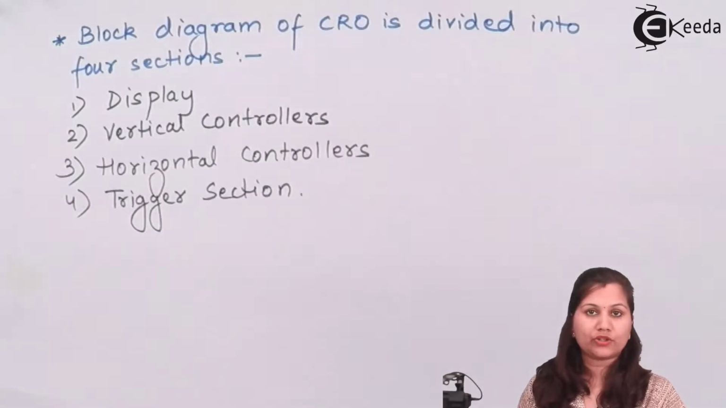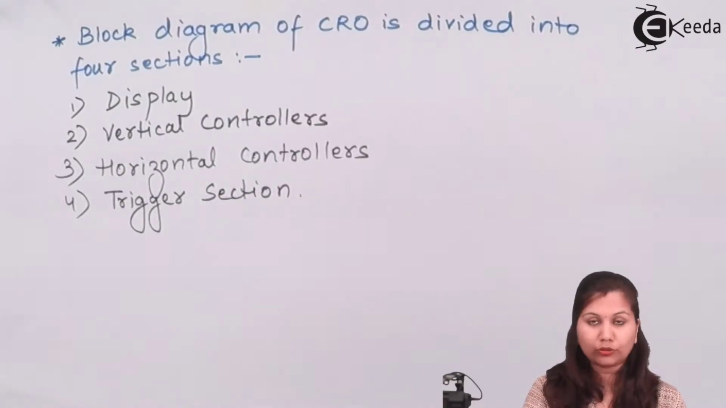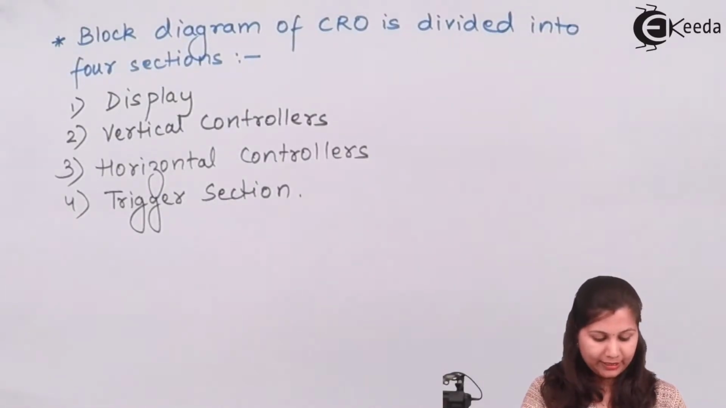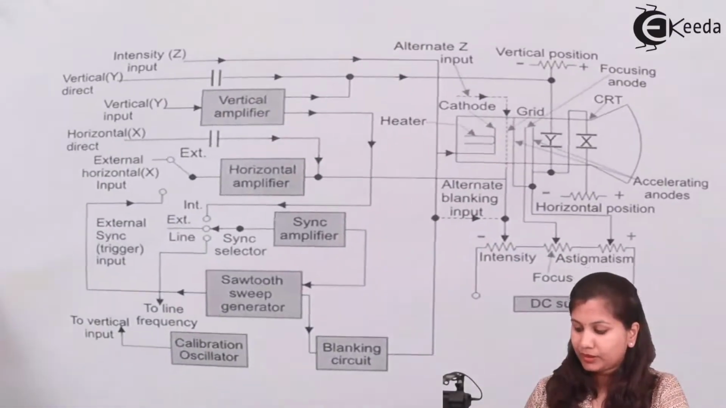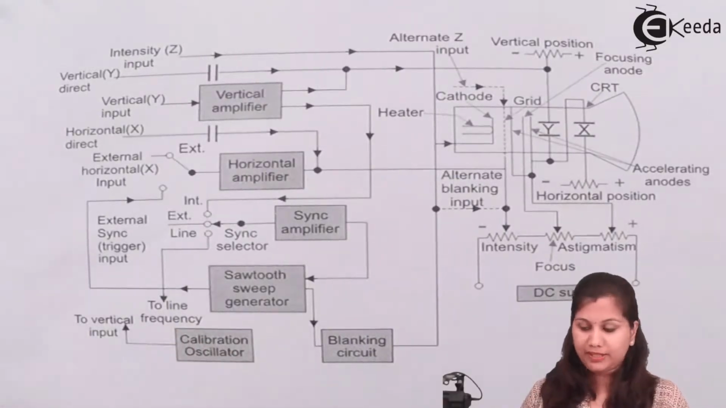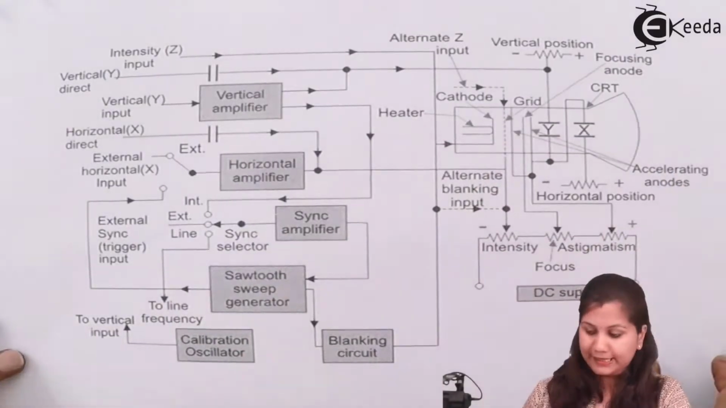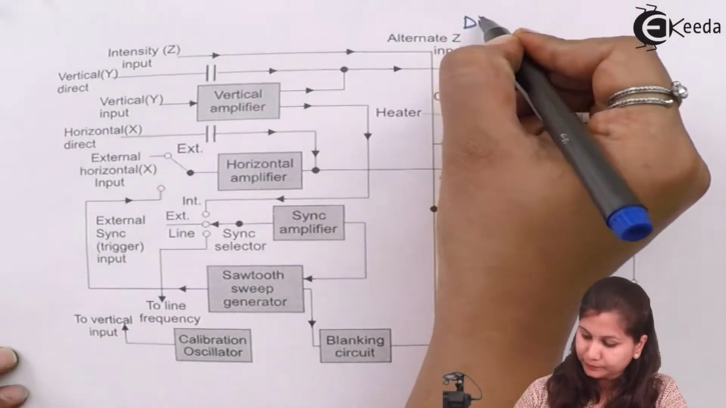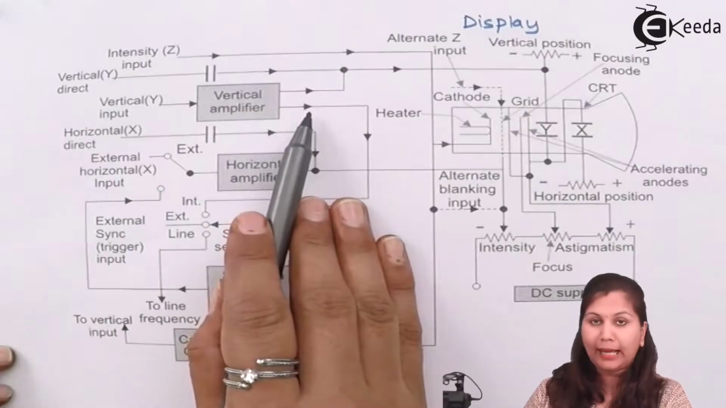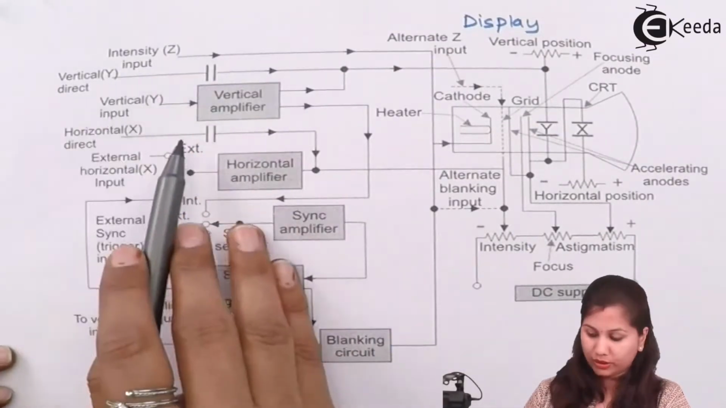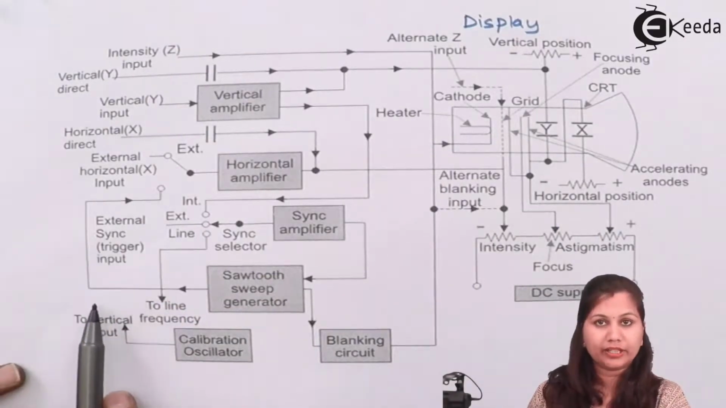Now all these four sections consist of various components. If we see the block diagram of the cathode ray oscilloscope CRO, then these four sections can be represented as follows. This is the block diagram of CRO. In this we have different sections. This is our display section. Here we have the vertical input, vertical amplifier. So these are the vertical controllers. Here we have the horizontal controllers, and then we have the trigger section.